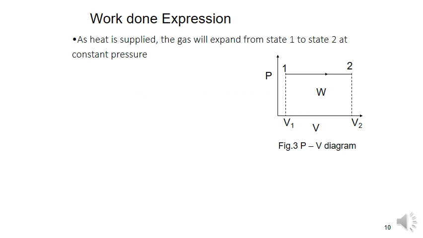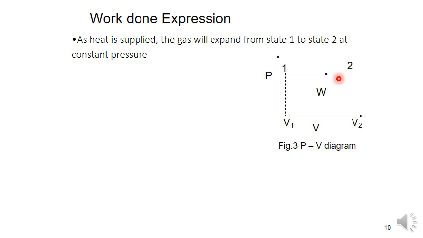Now see the PV graph for the constant pressure process. As the heat is supplied, the gas will expand from state 1 to state 2 at constant pressure. See here the gas expands, and the volume is increasing from V1 to V2. The gas expands from state 1 to state 2 by maintaining constant pressure.